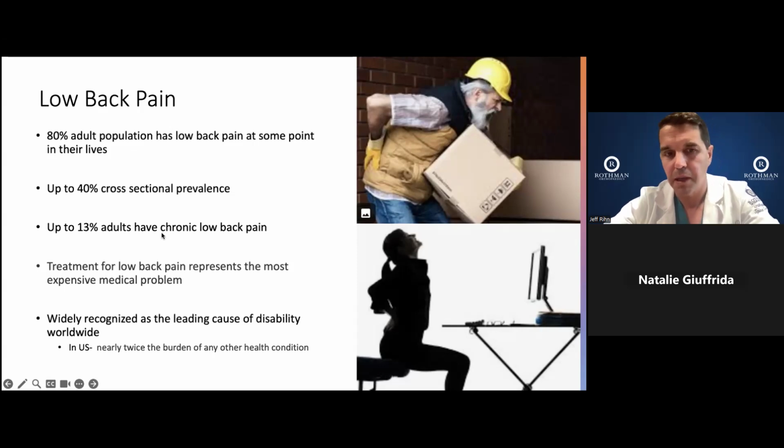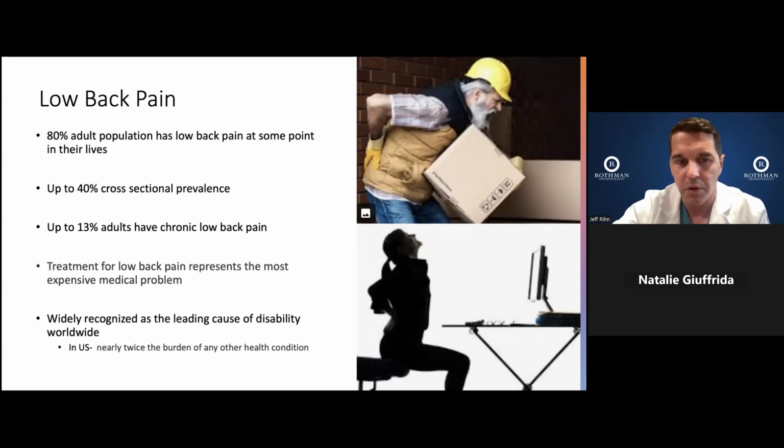Treatment for low back pain represents the most expensive medical problem that we deal with in our country. And it's regarded as the leading cause of disability, nearly twice the burden of any other health condition.